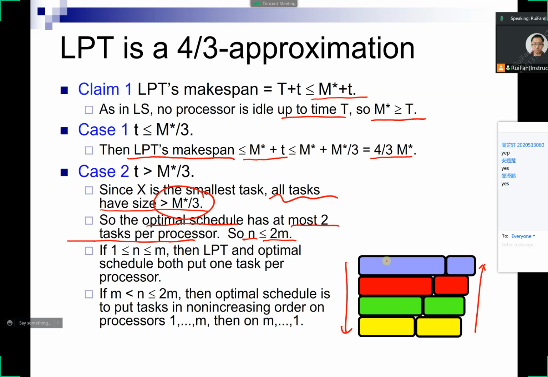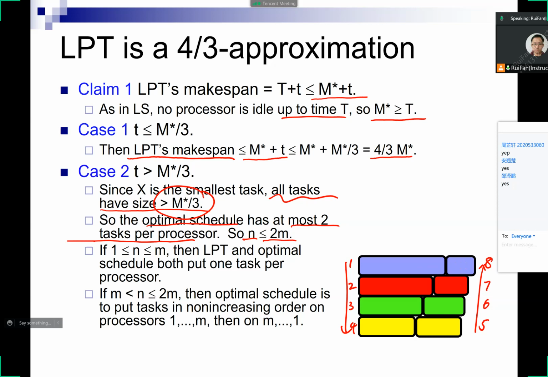So what's happening is, this blue, or purple, job here is the biggest job. This is the second largest, third, and fourth. And then this is going to be the 5th largest job, 6, 7, 8. So the optimal thing to do is to pair the biggest job with the smallest job, and then the second biggest job with the second smallest job, and so on. You can think about this and convince yourself that this is the best possible thing that you can do.